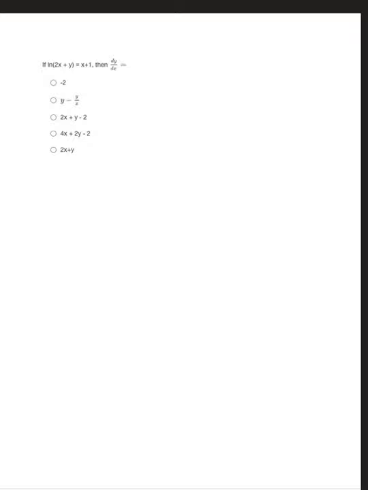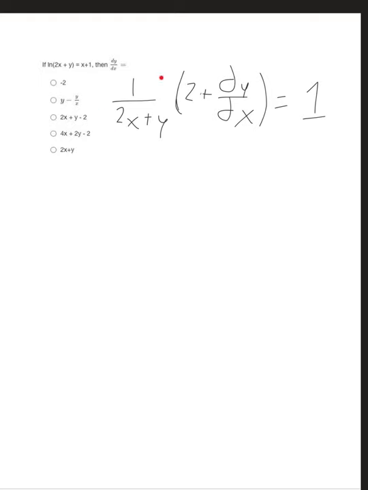Derivative of natural log is 1 over whatever is inside the natural log, so that's 2x plus y. And then it's chain rule, so I have to take the derivative of that inside, which is going to be 2 plus dy/dx. And then the derivative of the right-hand side is just 1. And now I need to solve for dy/dx, of course. Easiest way to do that is to take this fraction here and multiply it to the other side and then subtract the 2. If you do that, without too much trouble, you'll get 2x plus y and then a minus 2, which is this answer here.